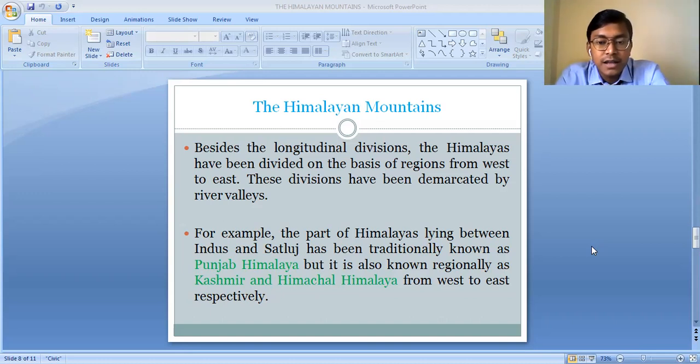The part of the Himalayas lying between the Indus and Satluj has been traditionally known as the Punjab Himalaya. So the part of the Himalayas which lies between the Indus River and the Satluj River is known as the Punjab Himalaya. Alternatively, it is known as the Kashmir and Himachal Himalaya as well.